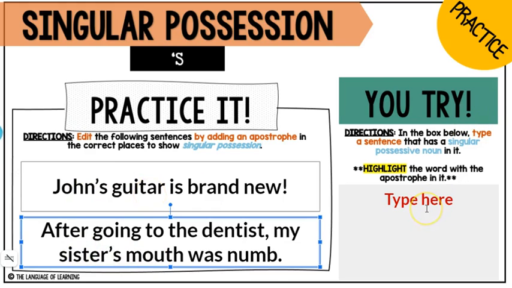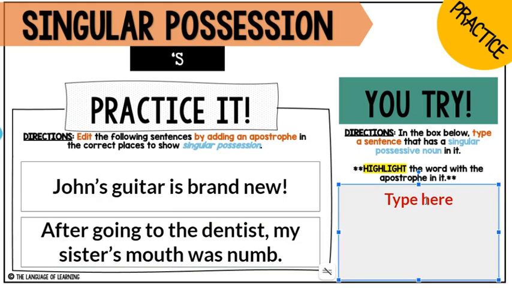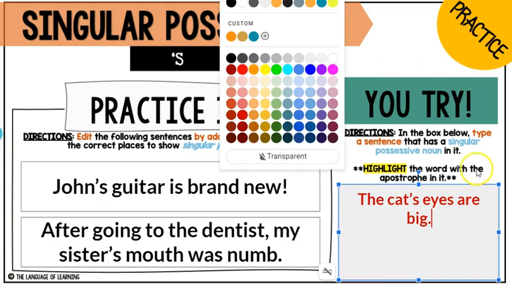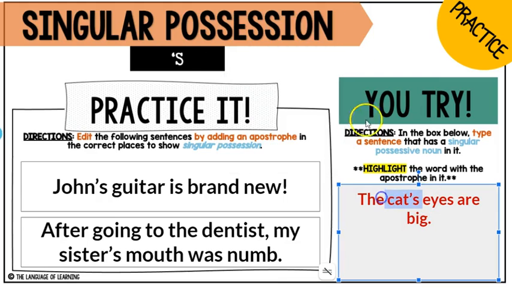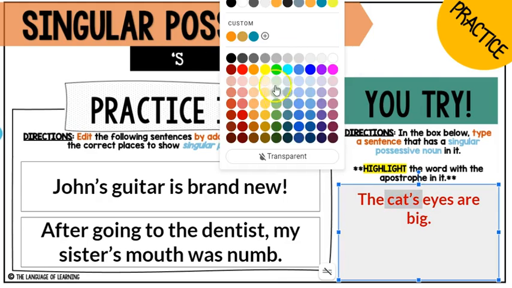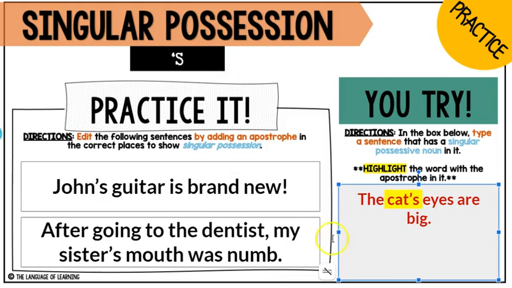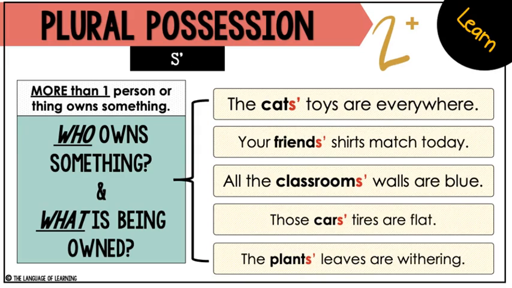So you try. Here we are going to type a sentence with a singular possessive noun. The cat's eyes are big. And we're going to highlight the possessive noun right here. If you need to go back to the lesson, you'd click those question marks.